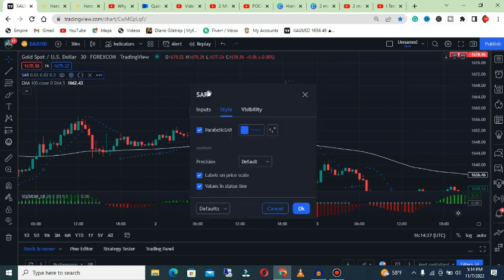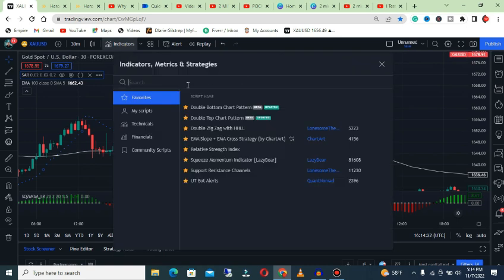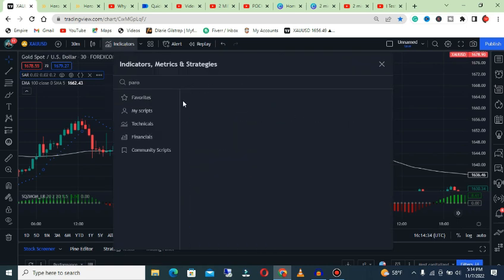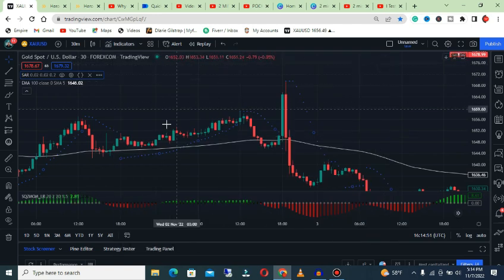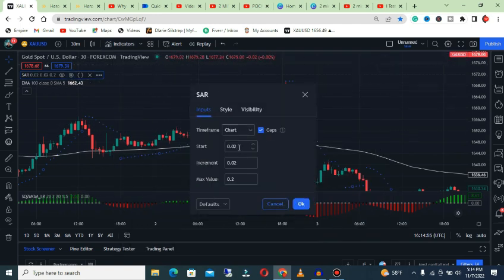The first indicator I use is parabolic SAR, and this is the setting. To put up this indicator, just come over here and write parabolic. If you write parabolic, this is the one we are using here, not the strategy, just parabolic SAR. So all you have to do is click it and you're going to have it on your chart here.